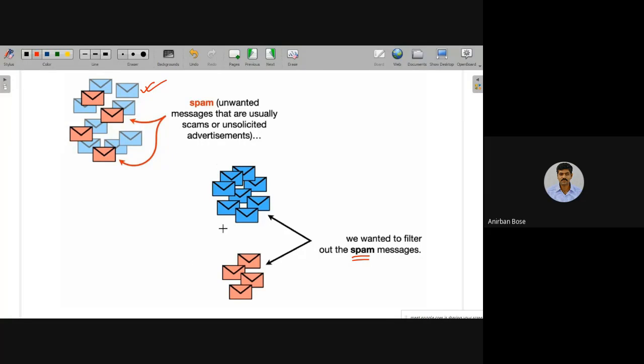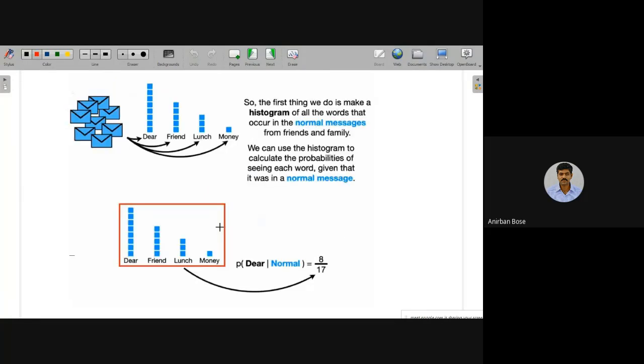Okay, so here, the first thing we are going to do is prepare a histogram of all the words that occur in the normal messages. Let us consider these are the normal messages. In those normal messages, we will first find what are the different words present within each of the mails. Let us consider that in all these mails we have found words like dear, friend, lunch, money, like that.